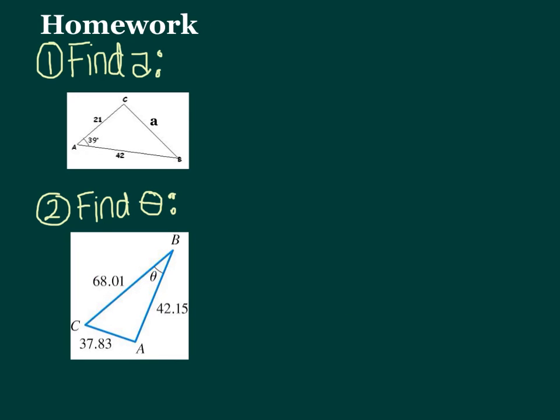So for homework, I'd like you to find, in number 1, little a. That's across from angle A, and that's going to be a lot like example 1, if you need to go back and watch it. And then in number 2, I want you to find theta when we know three sides, which is angle B. So that's a lot like example 2. Good luck.